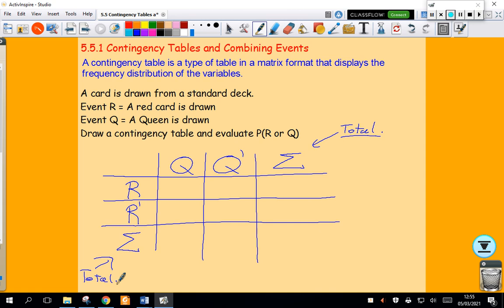So if we think about our totals, this is the red cards, the total number of red cards in a deck. How many red cards are in a deck? Well, a standard deck has 52 cards. Half of them are red, half of them are black. So half of all my 52 cards will be 26. So there are 26 red cards in a deck. There are also non-reds. In this case, non-reds in the pack of cards are black cards. So the non-reds, the black cards, there are 26 of those as well. Altogether giving me 52 cards. There's my totals.